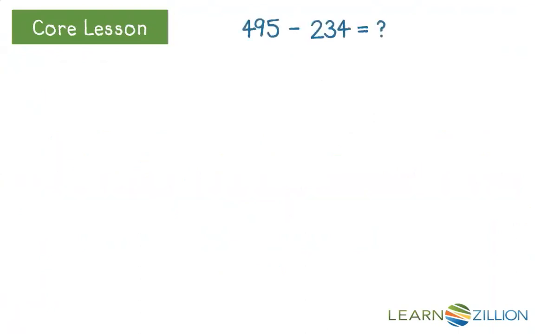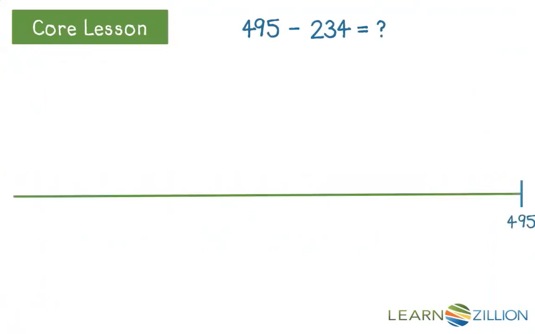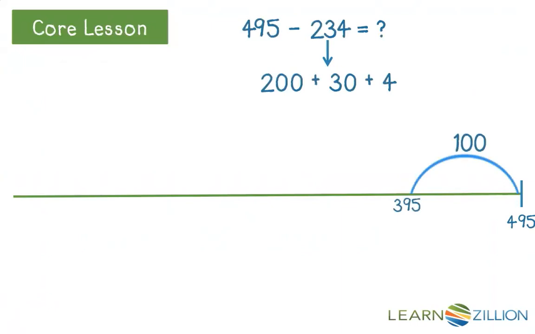And here's another example, 495 minus 234. So again, I put out my number line and I start with the biggest number all the way to the right, 495. I'll expand 234 to 200 plus 30 plus 4, because this tells me I'm going to make 2 hundreds jumps backwards. So 495 minus 100 is 395, and minus another 100 is 295.